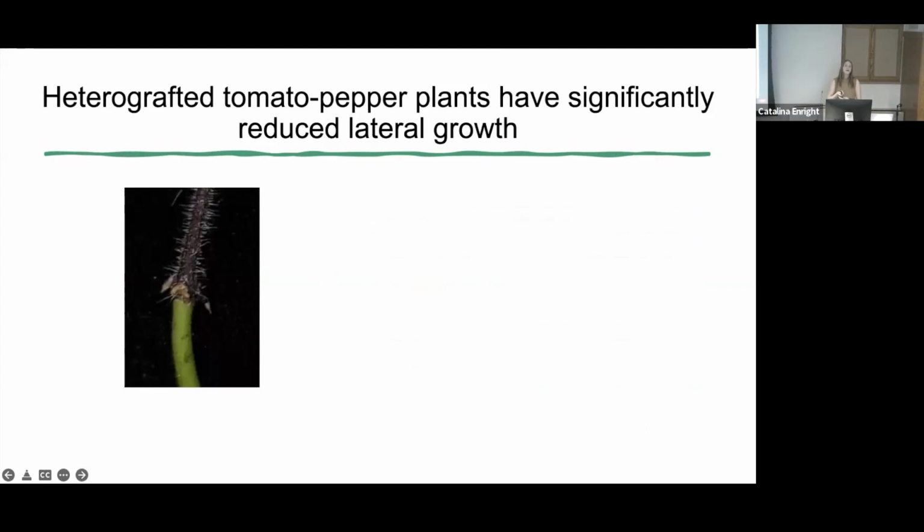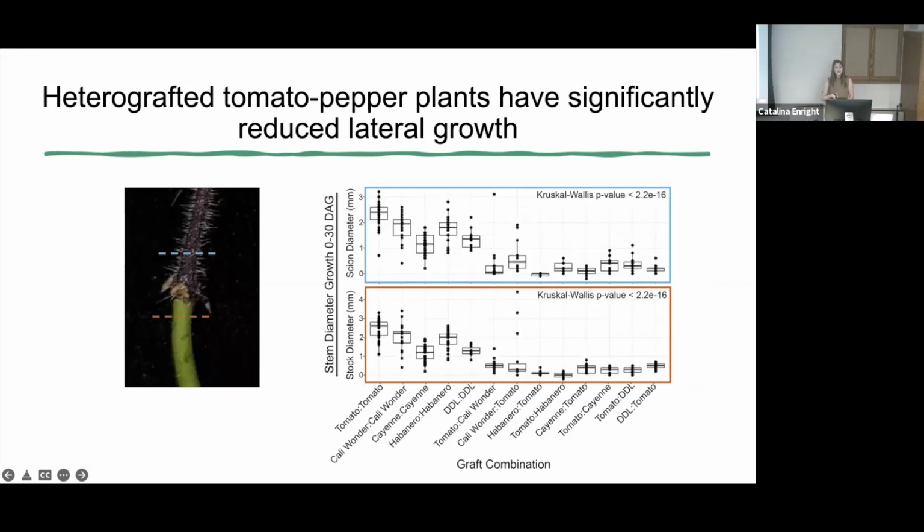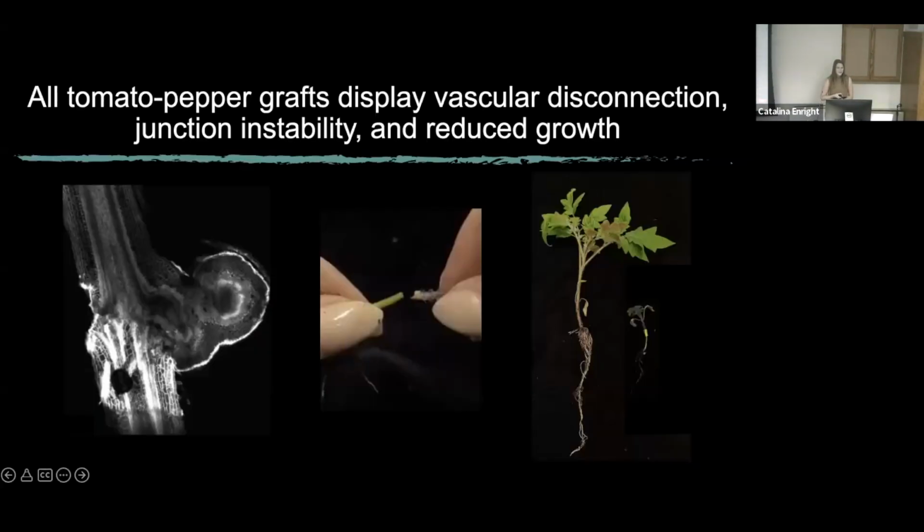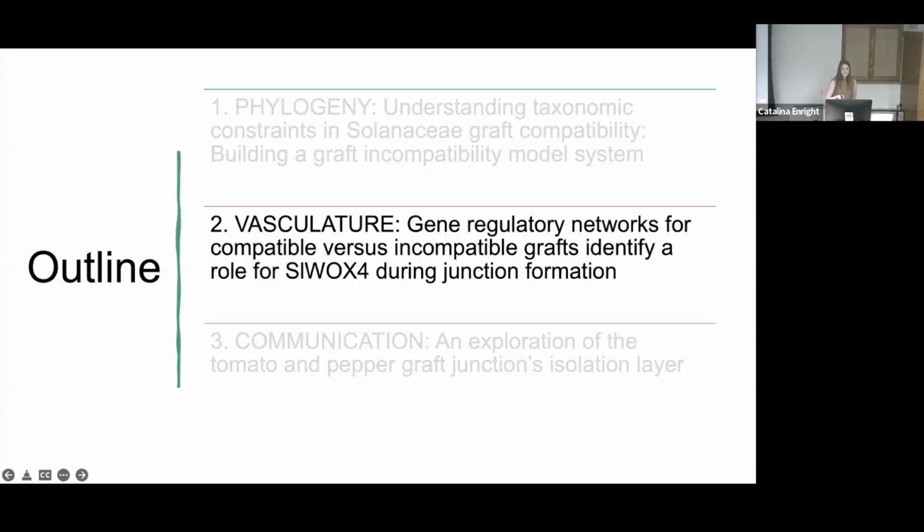I also measured the lateral growth that occurs, so how much the stem was able to grow in 30 days. This was also significantly different depending on if it was compatible or incompatible. So I've been able to show that across all 4 of these graft combinations, we have consistent vascular disconnection, junction instability, and reduced growth. So we're able to use this model to ask other questions.